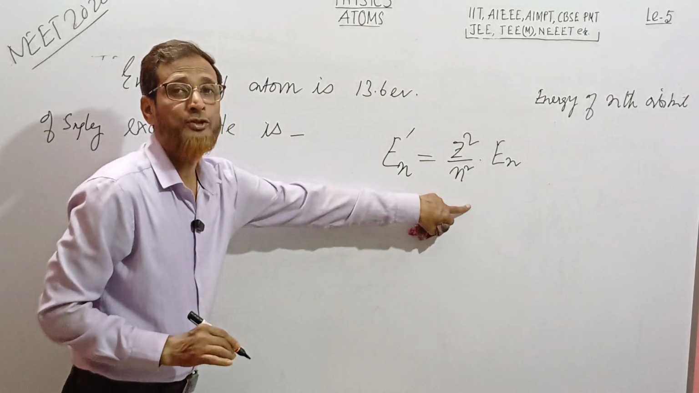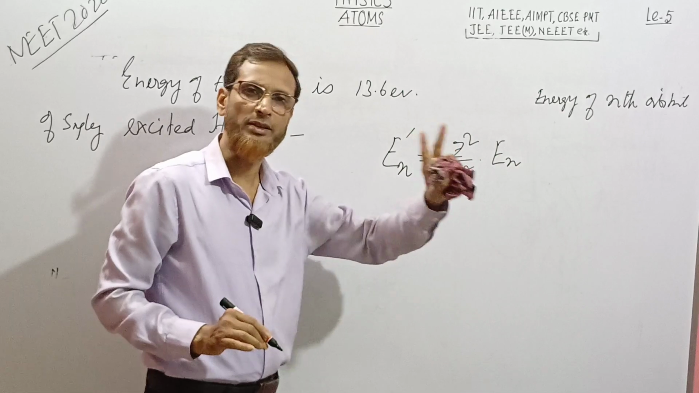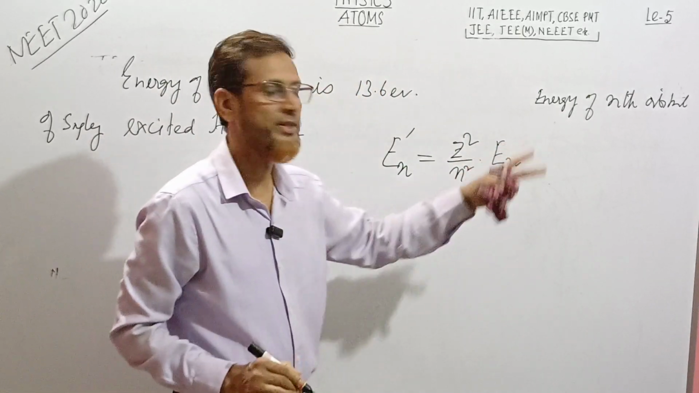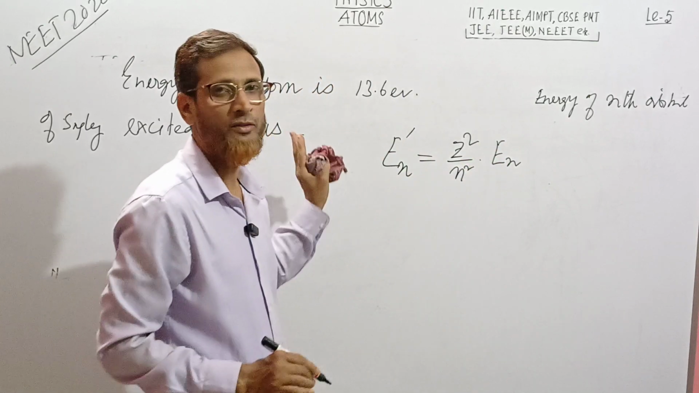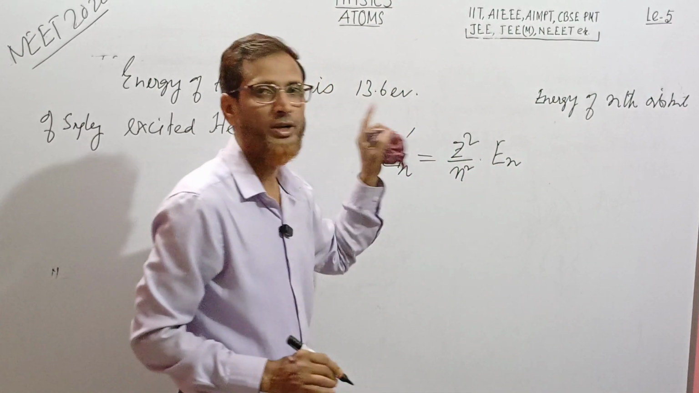This is the energy of hydrogen, En, that may be 13.6 or anything. You know it already, it is given. If it is not given, En of any state, this energy is given. This is the formula of the hydrogen energy: En divided by n square by z square.